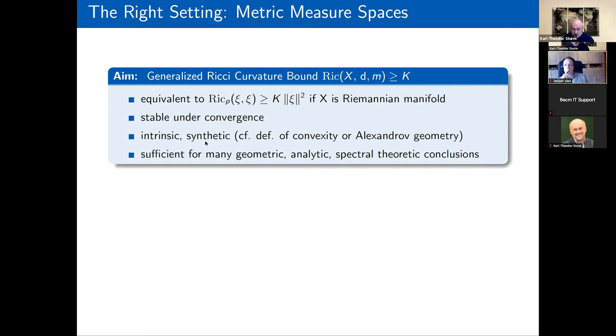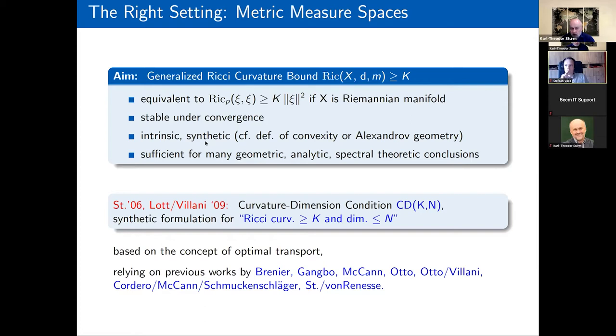Such a concept was proposed by myself and John Lott and Villani independently in the early years of this century. It is the so-called curvature-dimension condition, which is a synthetic formulation of a combination of a lower Ricci curvature bound K and an upper bound N on the dimension. Both are just numbers, so this N is not necessarily an integer and it's not necessarily a physical dimension, it's just a parameter. These concepts are based on the concept of optimal transport, and of course, as most theories in mathematics, they are not coming from nothing, but they are really based on previous fundamental works by many others. Part of them are mentioned here.